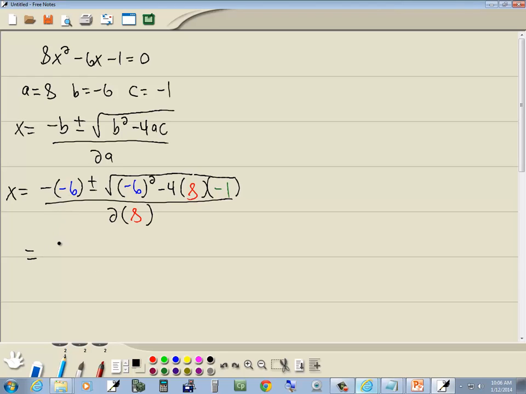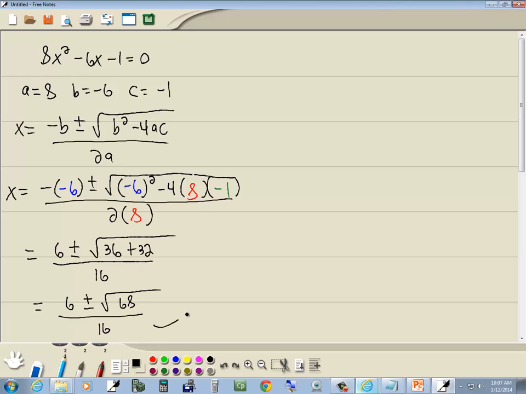Here we got a negative negative, which gives us a positive 6, plus or minus the square root. Negative 6 squared is 36. Negative 4 times 8 is negative 32, times a negative 1 gives us a positive 32, over 2 times 8 is 16. Which gives us 6 plus or minus the square root of 68, I guess, over 16.